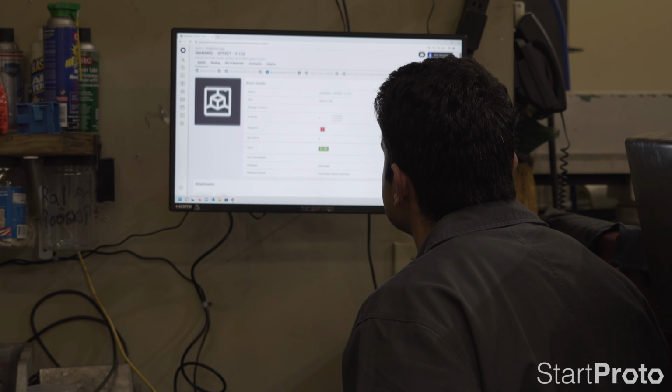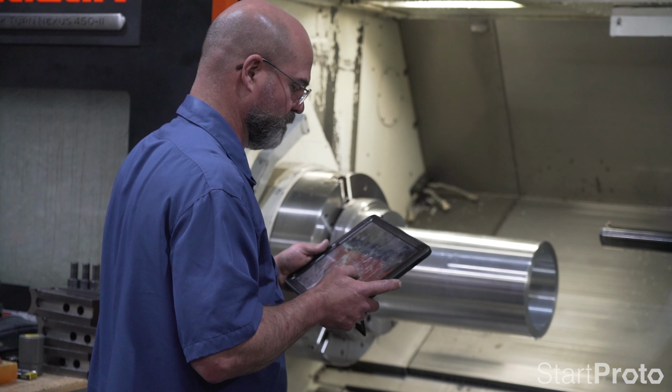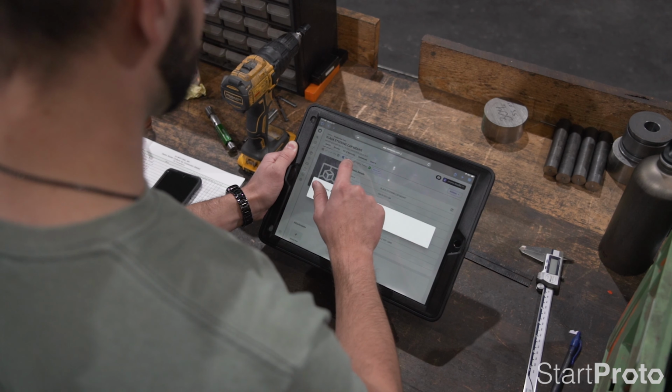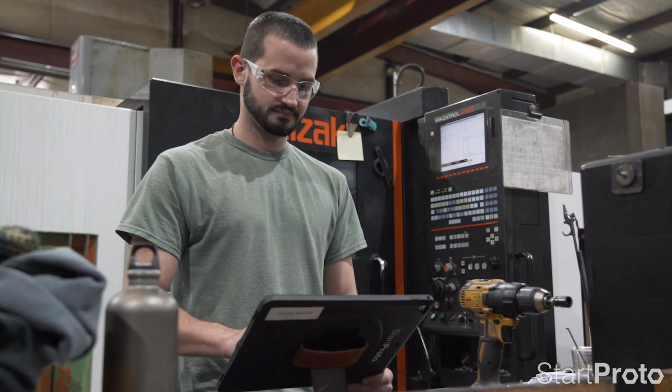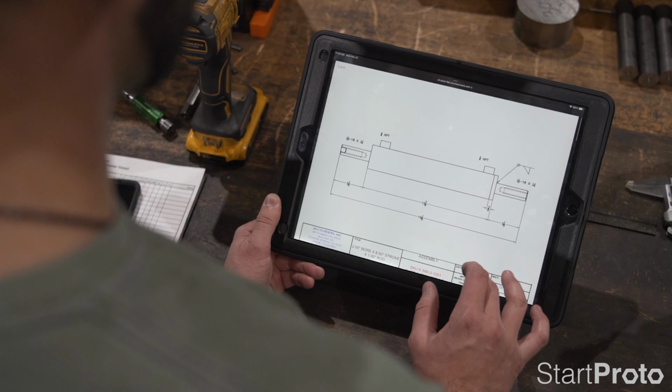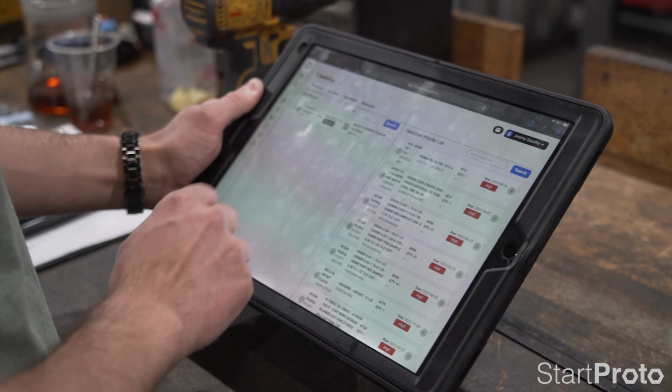I came up with the idea, as well as Zach, to start a spreadsheet, and so we started in Excel. That worked all right, but it immediately became clear that we needed a way to attach prints to it, attach programs, and have more data associated with each one of those lines. And so naturally, that's how we came to StartProto.